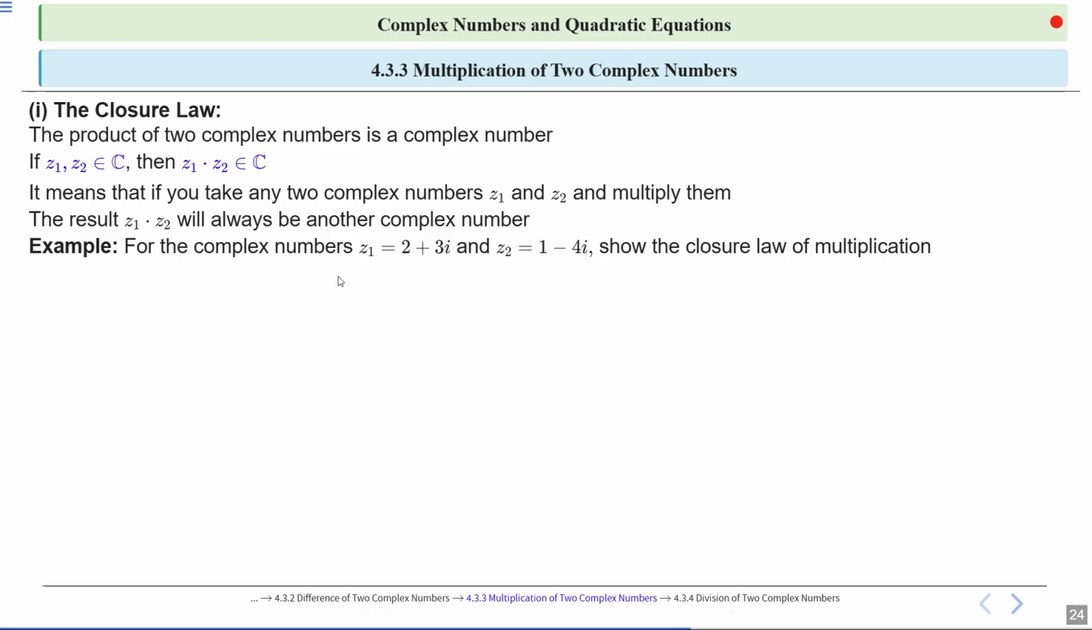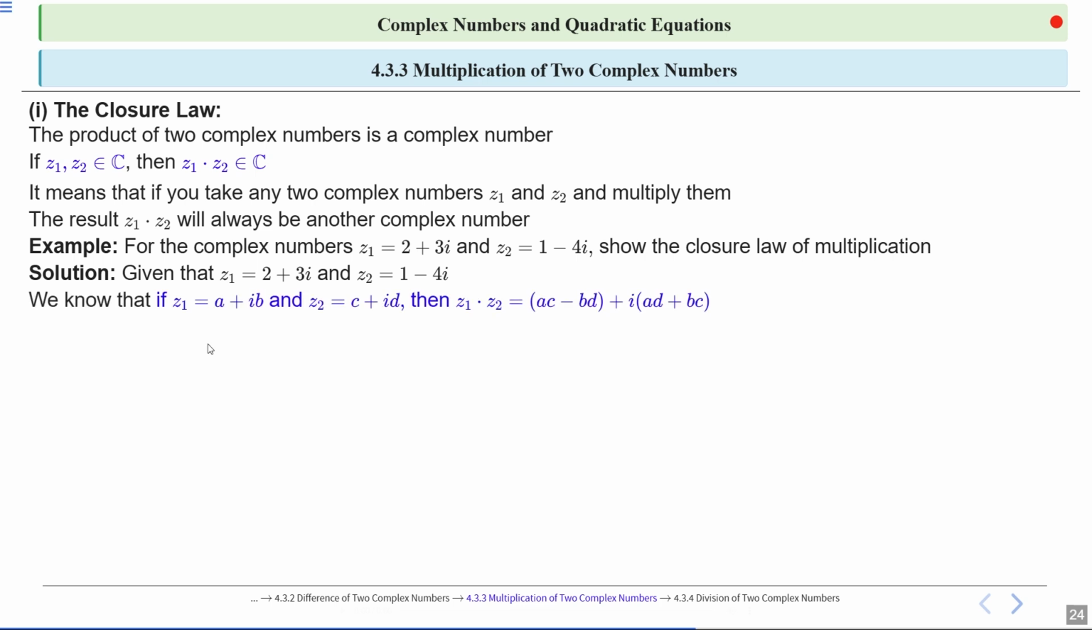For the complex numbers z1 equals 2 plus 3 iota and z2 equals 1 minus 4 times iota, we show the closure law of multiplication. So given that z1 equals 2 plus 3 iota and z2 equals 1 minus 4 times iota. We know that if z1 equals a plus iota times b and z2 equals c plus iota times d, then z1 times z2 equals ac minus bd plus iota times ad plus bc.